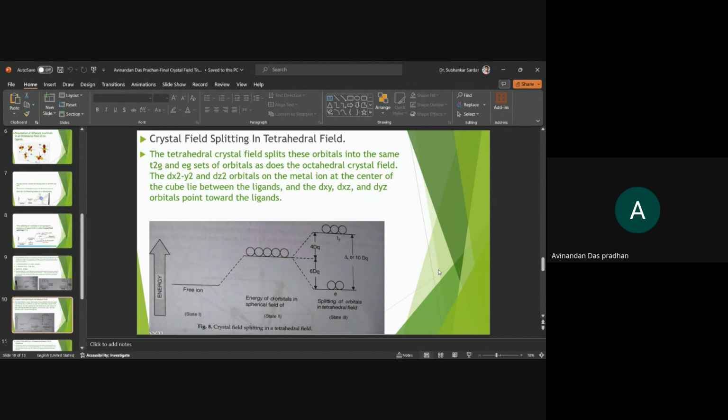Next page, splitting in trigonal bipyramidal complexes. In trigonal bipyramidal geometry, three ligands lie along the corners of a triangle at an angle of 120 degrees. As you can see in the picture, the angle between each of the ligands is 120 degrees, forming the pyramid base in the xy plane. The two other ligands are perpendicular to the base triangle along the z axis.